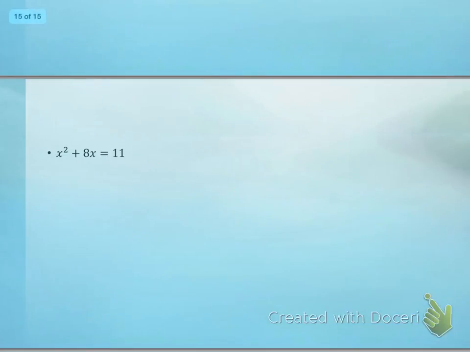Okay, we already have the 11 subtracted over, so we need to find the value in here that's going to make this a perfect square. So I'm going to take that b value, so 8 divided by 2 squared, so 4 squared gets me 16, so we're adding 16 to both sides to make it a perfect square over there, so we can complete the square. So x squared plus 8x plus 16 equals 11 plus 16 is 27.